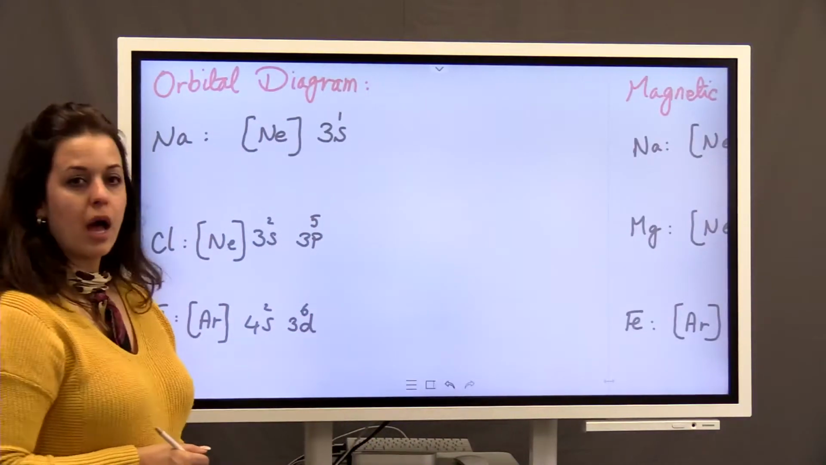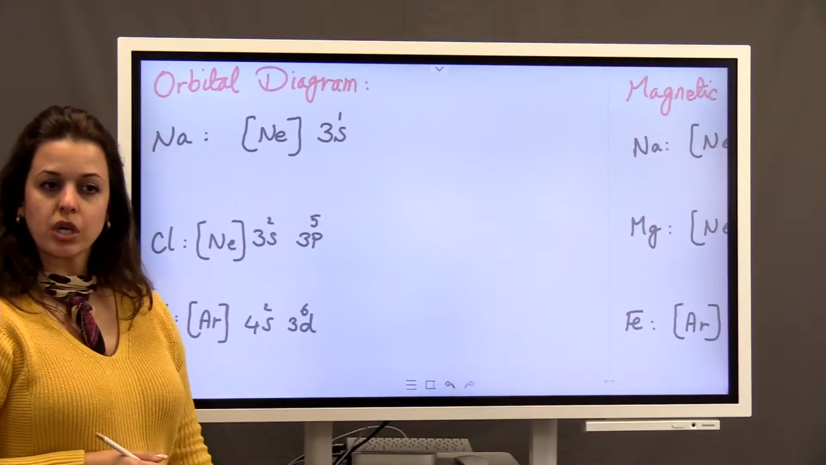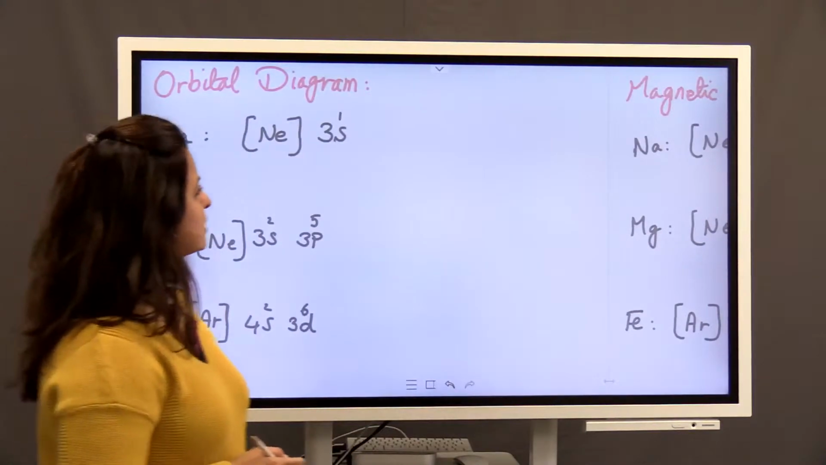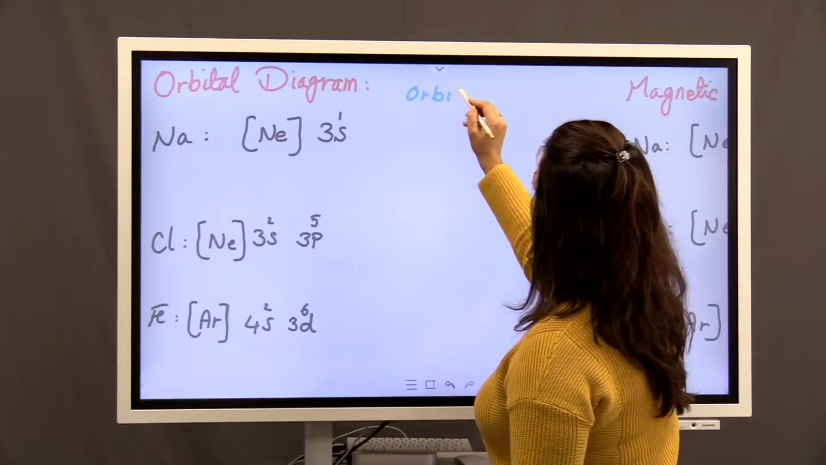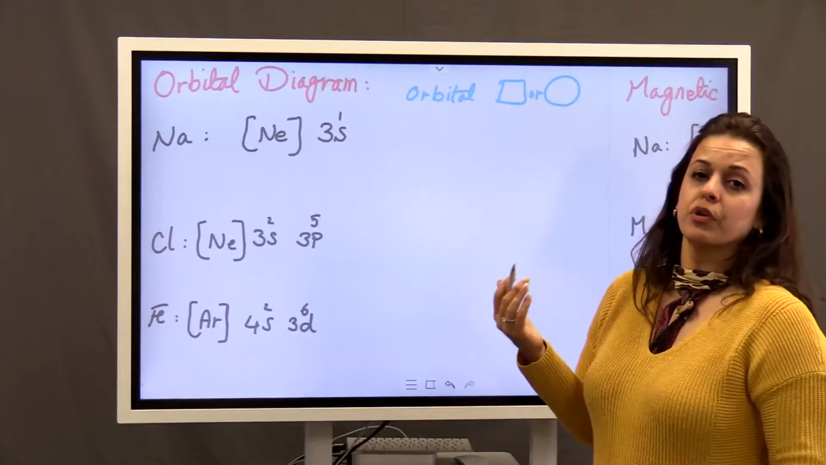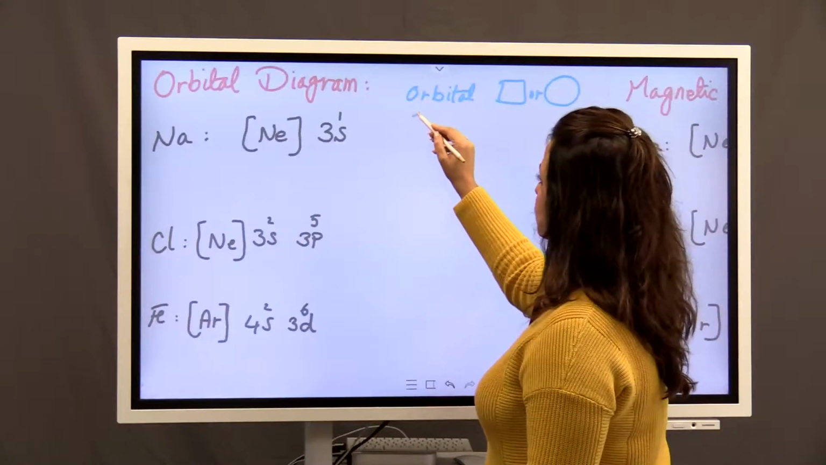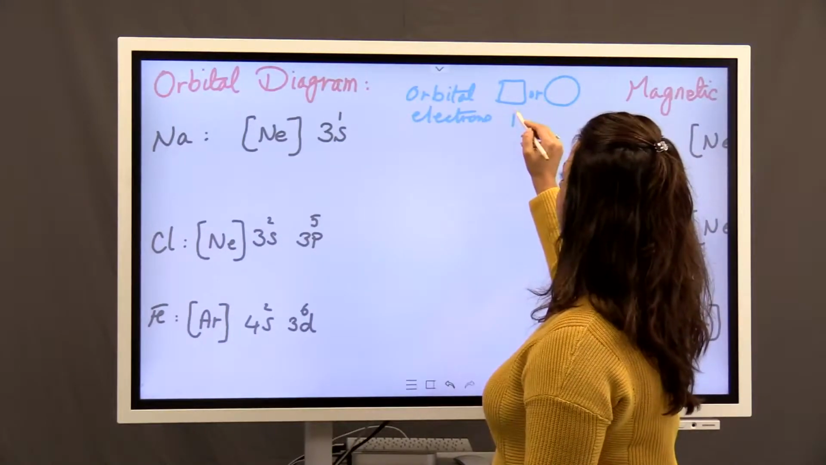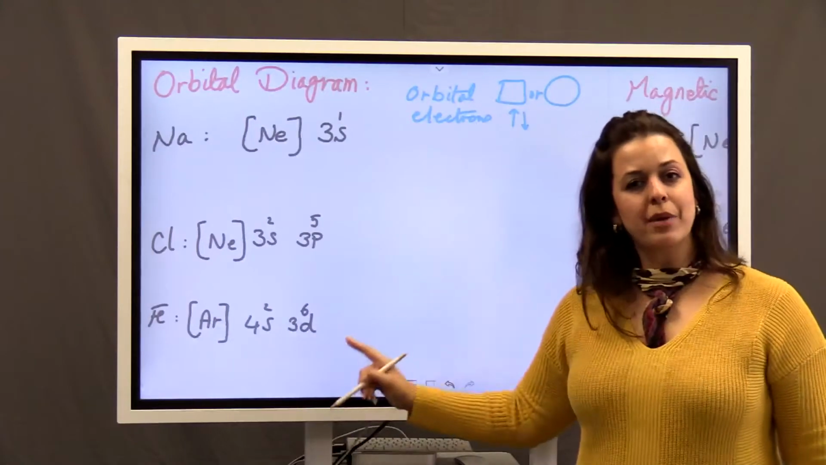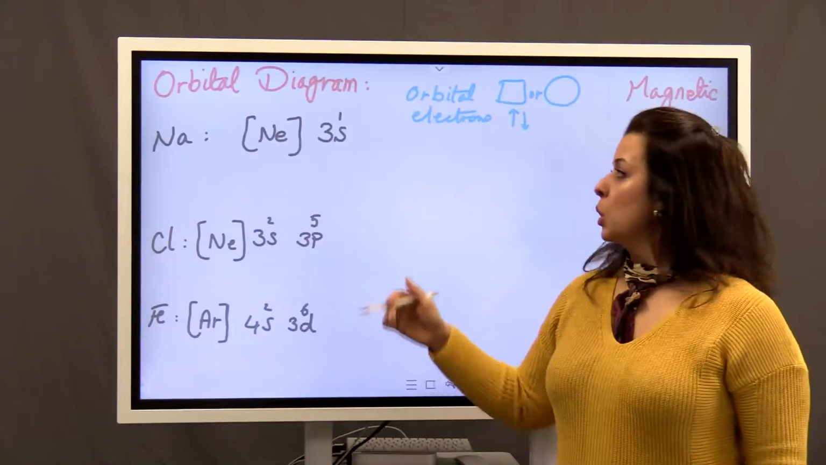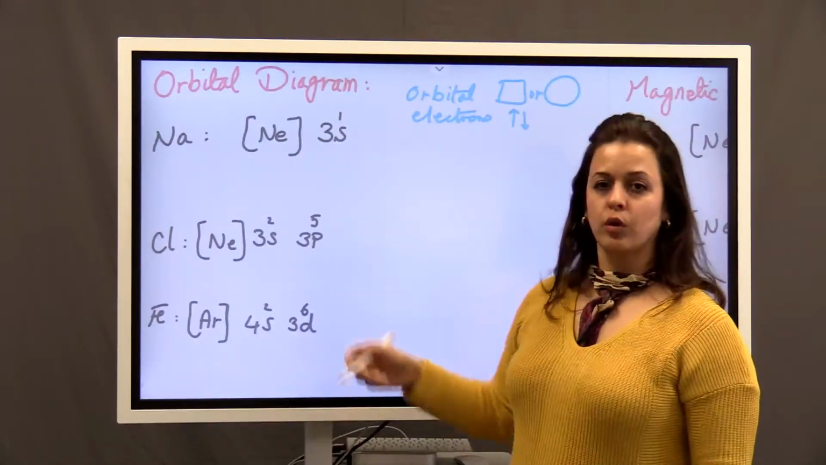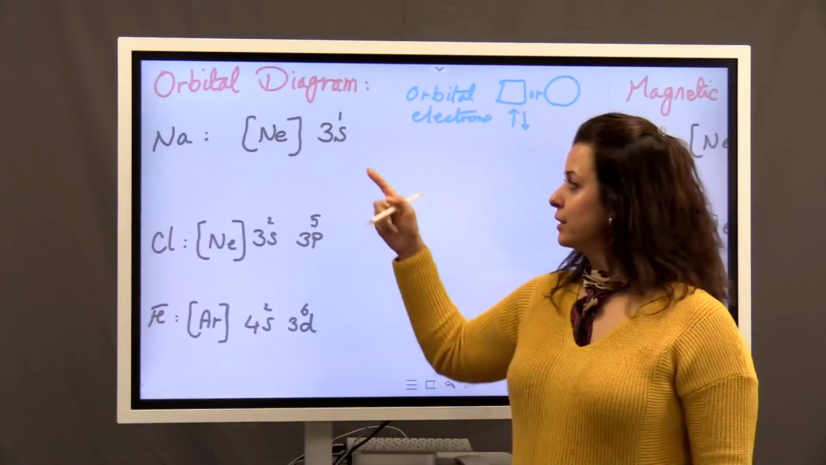The next thing that you need to know after you write the electron configuration and maybe the noble gas configuration is how to draw the orbital diagram. In orbital diagram, we show orbitals with boxes or circles. In your book, you have the circles. I prefer to use boxes, either one. And you use electrons as arrows, pointing up or pointing down. So, going back to the same examples, we wrote the electron configuration. We learned how to write the core notation or noble gas configuration. Now, let's draw the orbital diagram for the electrons that are outside the bracket.